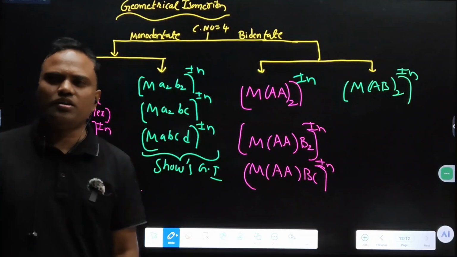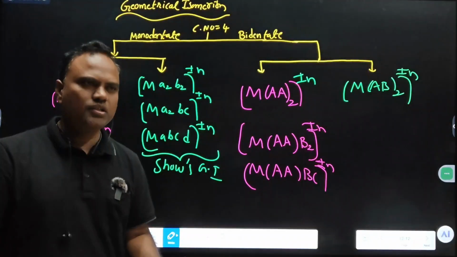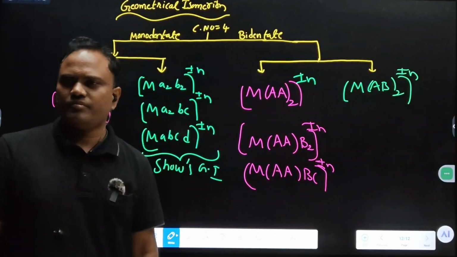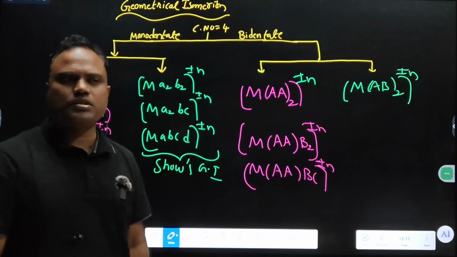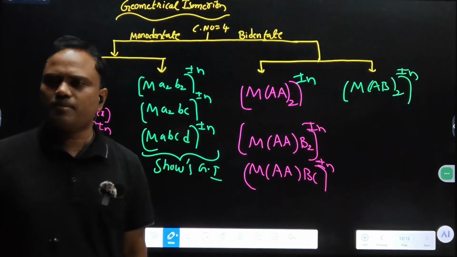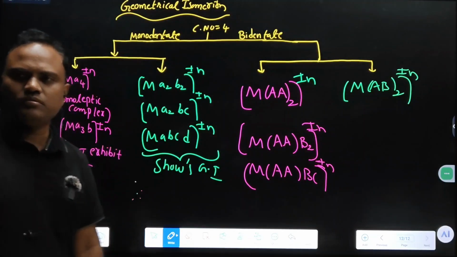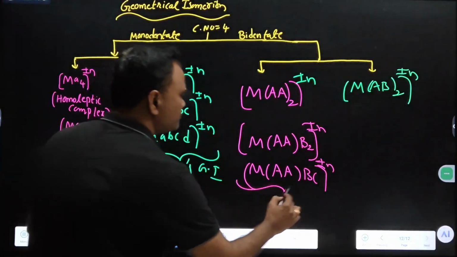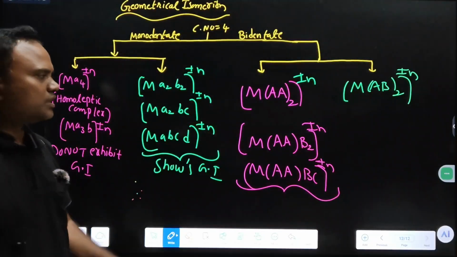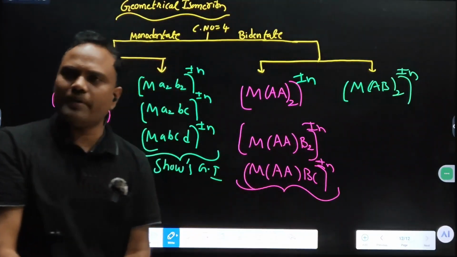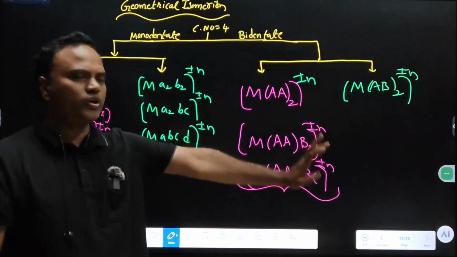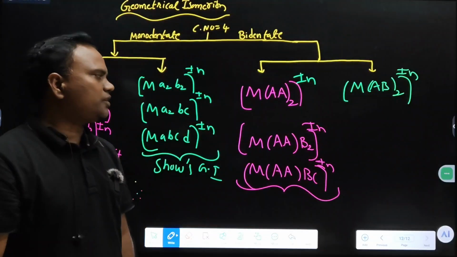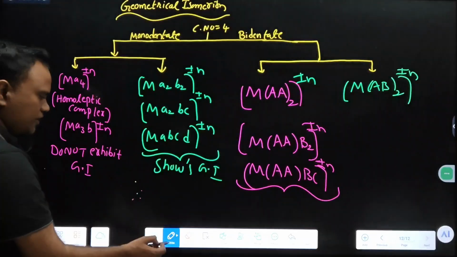Okay. Today what you have to do? Learn the chart. After discussion with some examples, then you will get clarity. Do not show. Inside a square bracket, one bidentate is present and outside monodentate is present. Okay. Again, you will get the confusion.